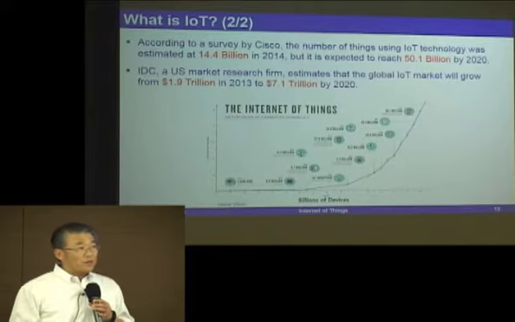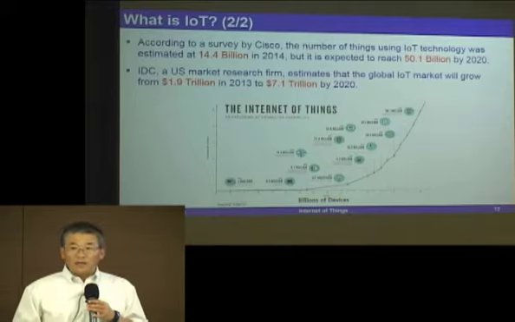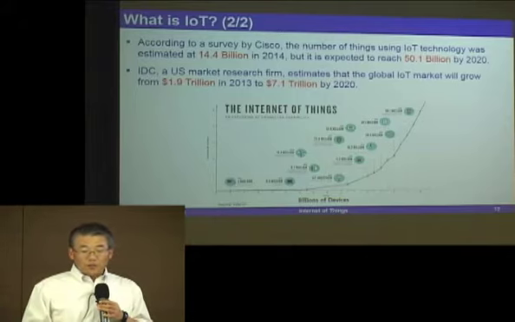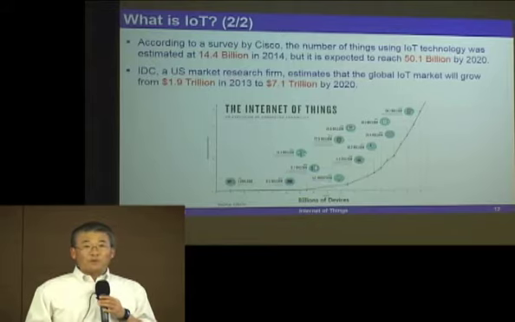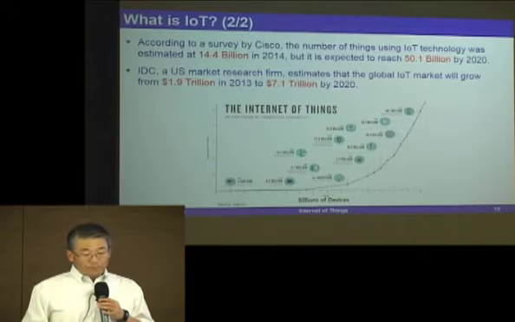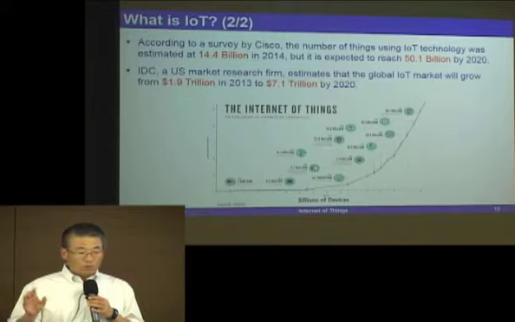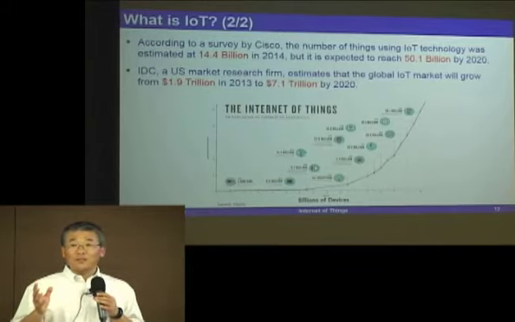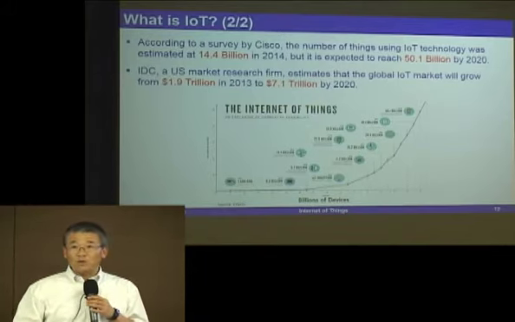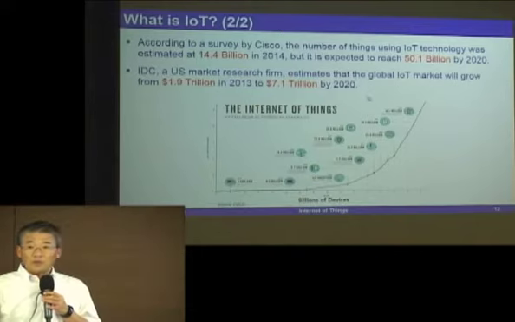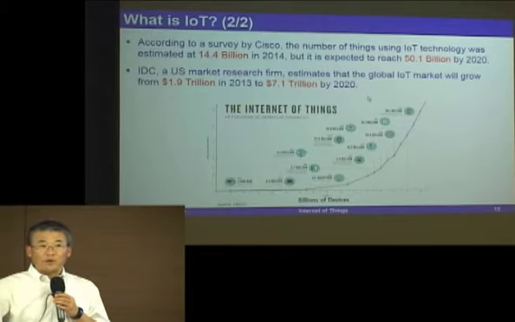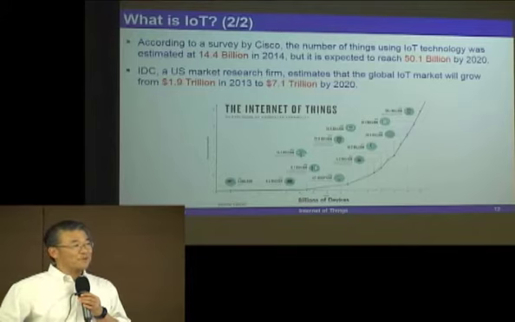Now, according to a survey by Cisco, an American global network solutions company, the number of things used in IoT technology was 14.4 billion about 3 years ago, but it's expected to reach more than 50 billion devices by 2020. And IDC, a US market research company, estimates the global IoT market will grow from $1.9 trillion, which is a lot of money, right, to an even bigger $7.1 trillion by 2020. So, in a nutshell, the market will be very big. So if you're working in this area, you could be making lots of money.